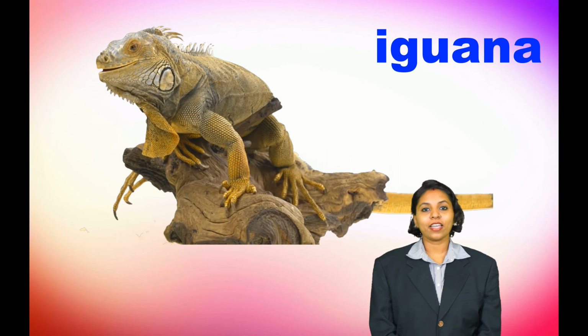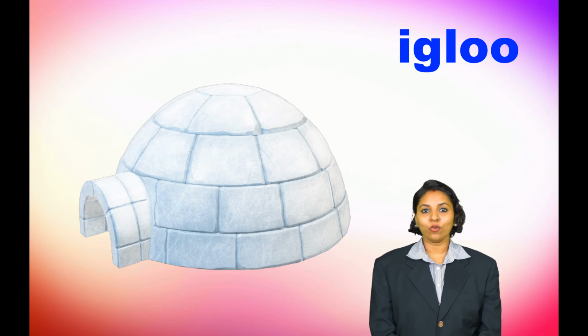The next word is I for igloo, igloo. Igloo is a house which is made up of ice blocks. Yes, do you know the Eskimos live in this house.